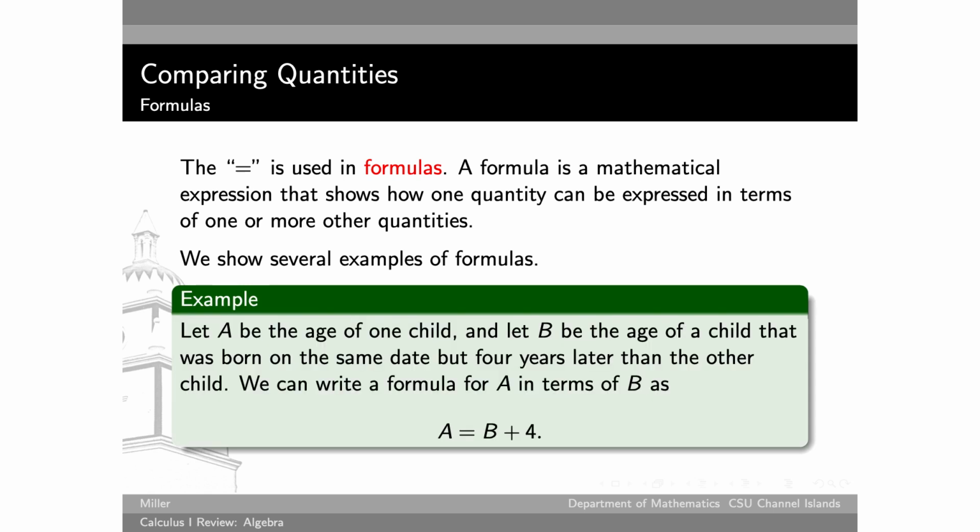Let A be the age of one child, and let B be the age of a child that was born on the same date, but 4 years later than the other child. We can write a formula for A in terms of B as A equals B plus 4.